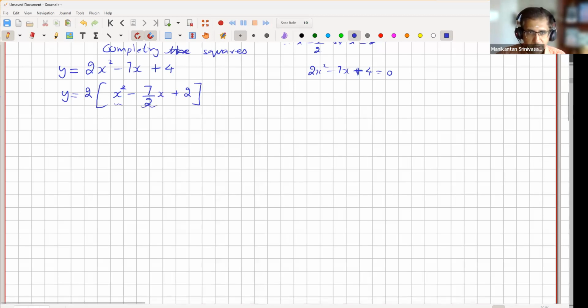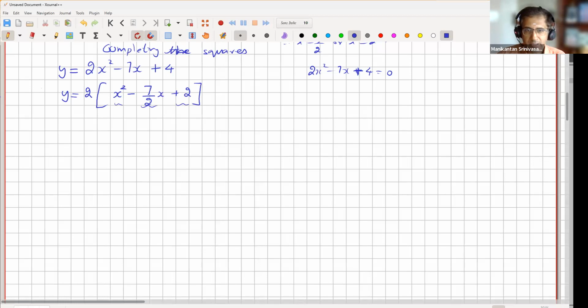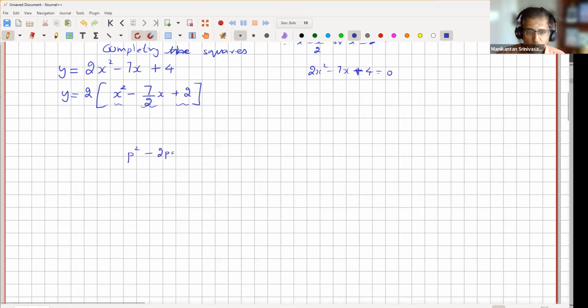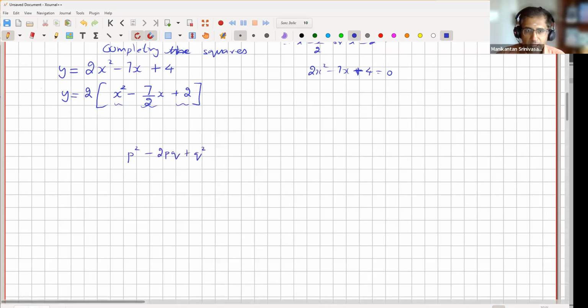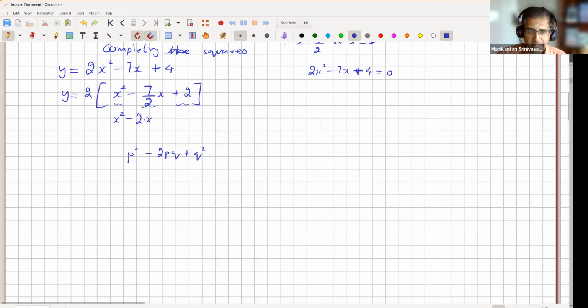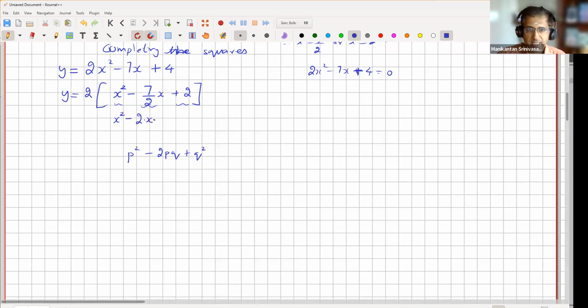So this expression, x square minus 7 by 2 x plus 2, is somewhat like p square minus 2pq plus q square. It smells like that. So let me draw an association between these two. So x looks like p, which is fine. X square is p square, minus 2 times p, which is x, times q. Now let's pause for a second and see what should my q be such that it matches with 7 by 2. And we can easily discover that the q I'm seeking is 7 by 4, so that the 4 and the 2 can knock off to give 7 by 2 x. All clear so far? You're with me?